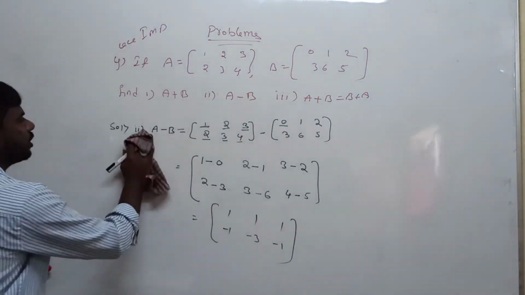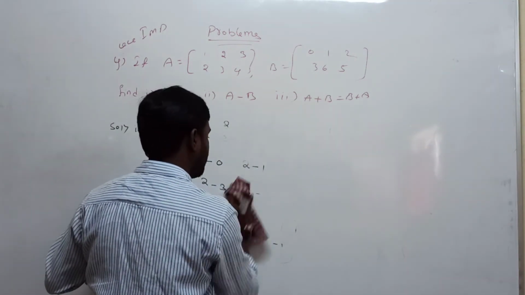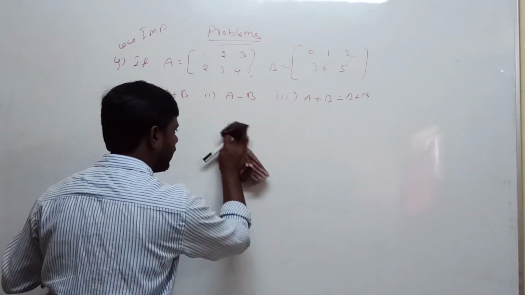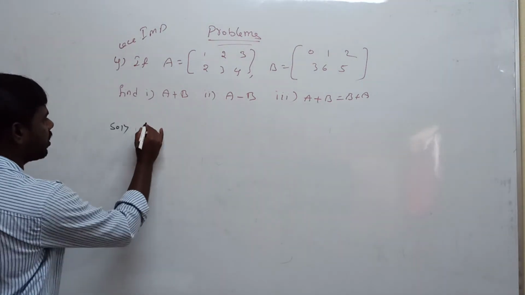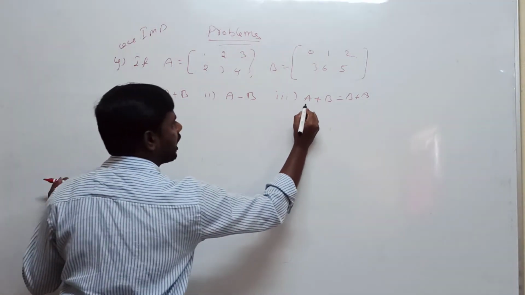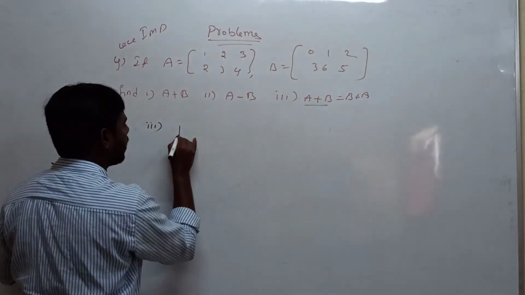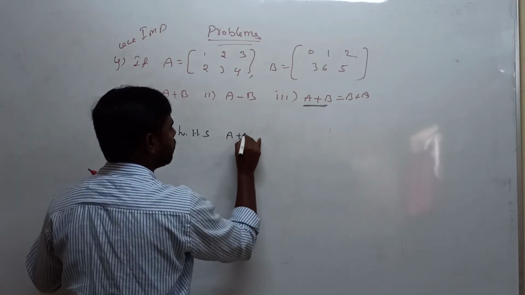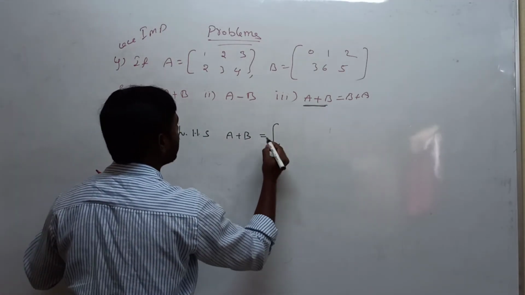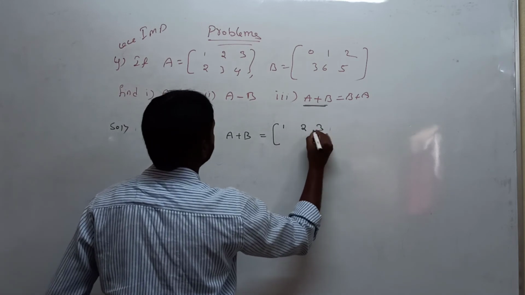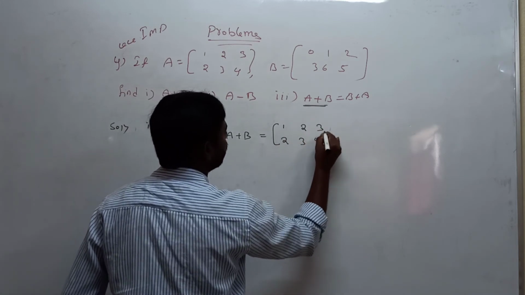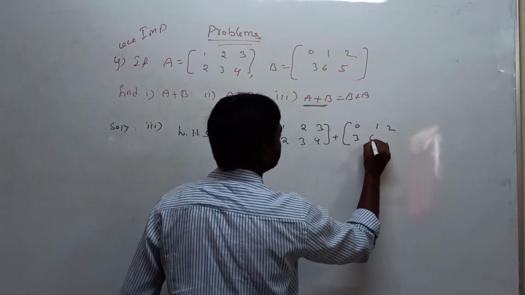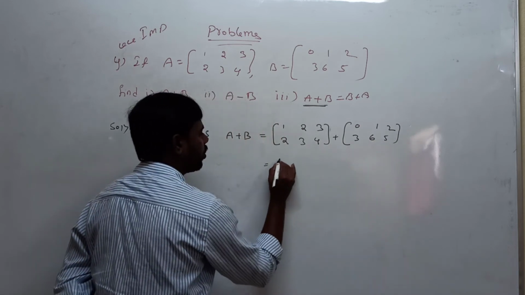Next, the third question is A plus B is equal to B plus A. Both sides have to be calculated. What are they asking in the third one? First, calculate A plus B. This side is the LHS, left hand side. What is the left hand side given? A plus B is equal to A matrix 1, 2, 3, 2, 3, 4 plus B matrix 0, 1, 2, 3, 6, 5. So now we are adding corresponding elements.